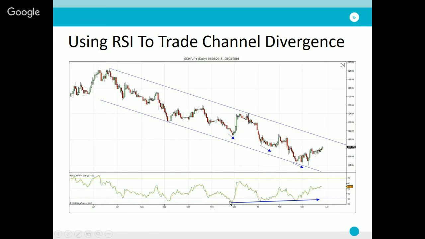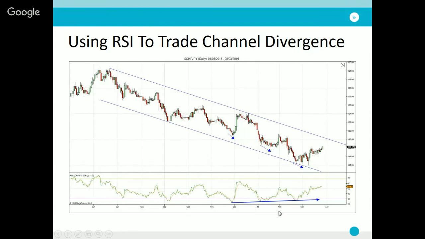However, from this point here, we get that interesting dynamic starting to present itself. So as price continues to forge lower, the indicator is actually starting to move upwards. So although price is continuing to move to the downside, the indicator is starting to put in higher lows, suggesting to us that bearish momentum is starting to wane in the market and bullish momentum is starting to build.